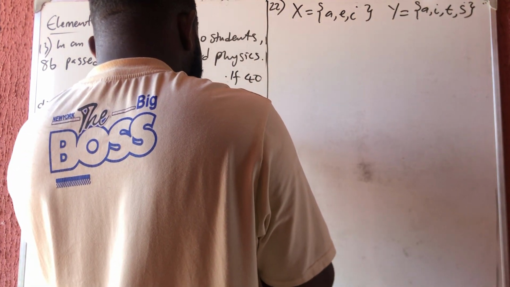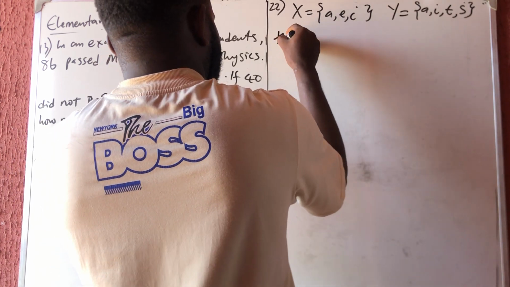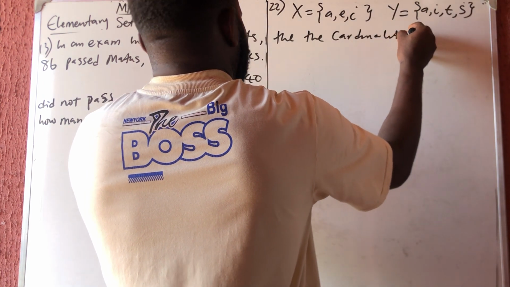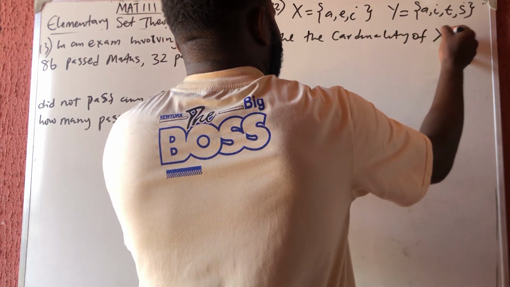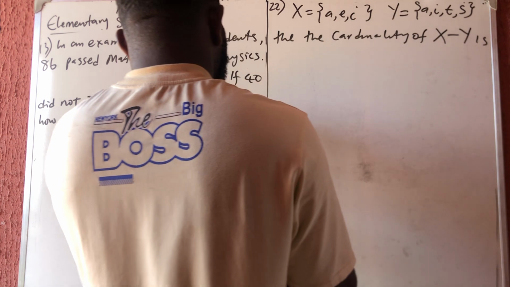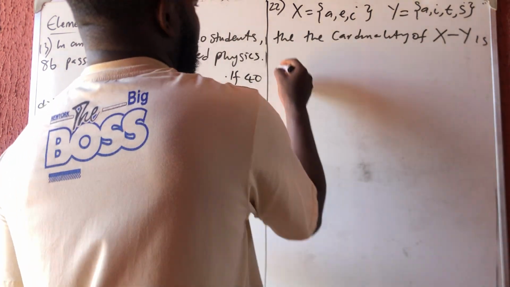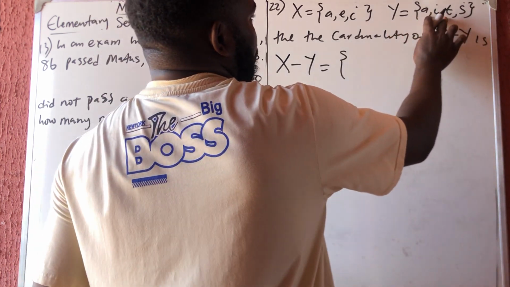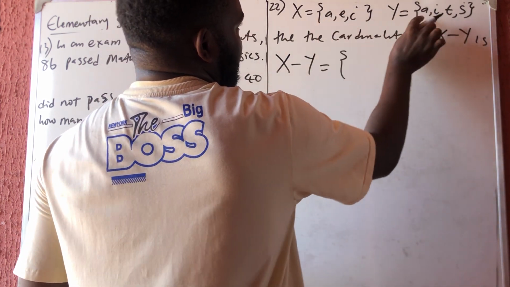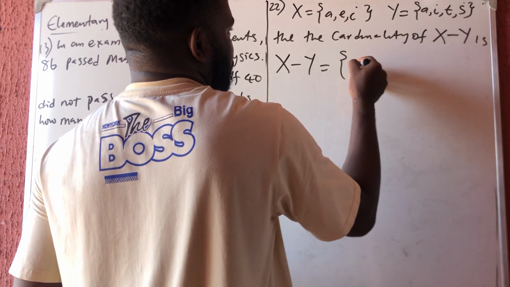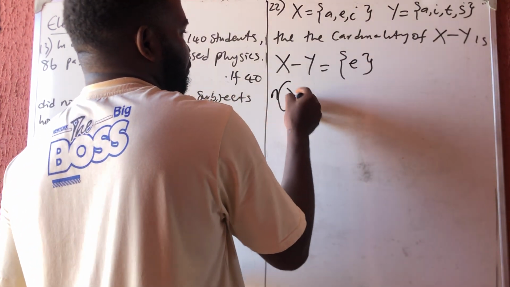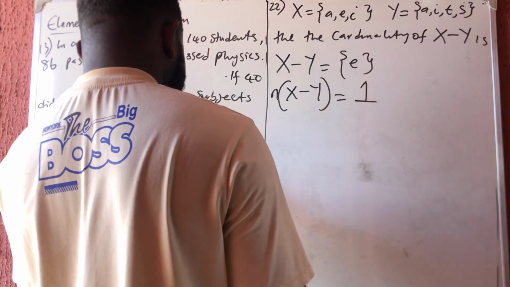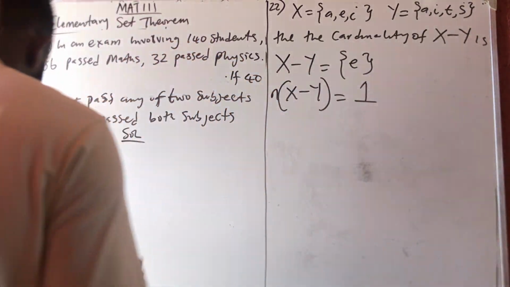Then the cardinality of x minus y is dash. Okay, we have to find the cardinality. First of all, we need to find x minus y. X minus y means anybody that is in y, remove it from x. So if I remove A and I, I'm left with only E. So the cardinality of x minus y means the number of elements here, and I just have one element here. So the answer there is just 1.